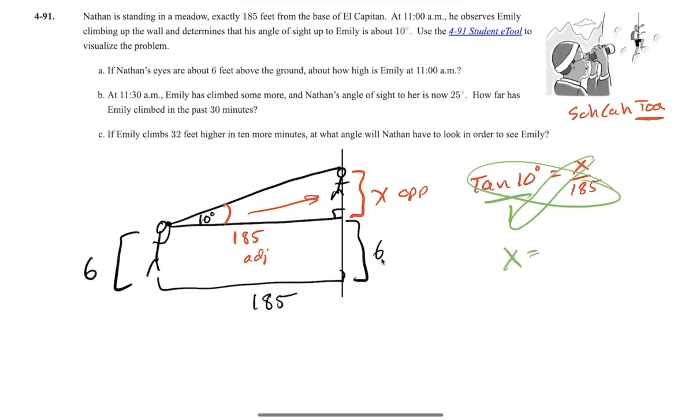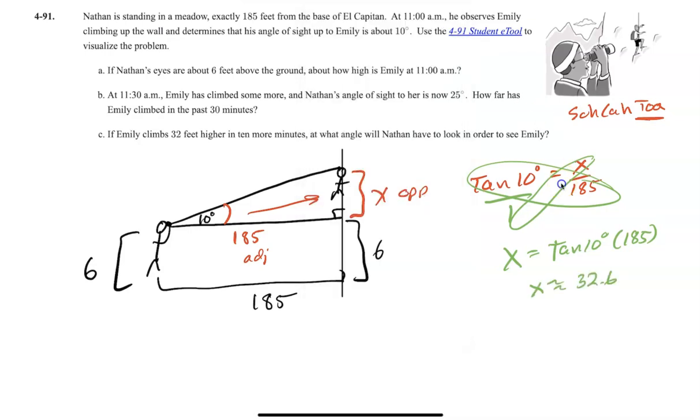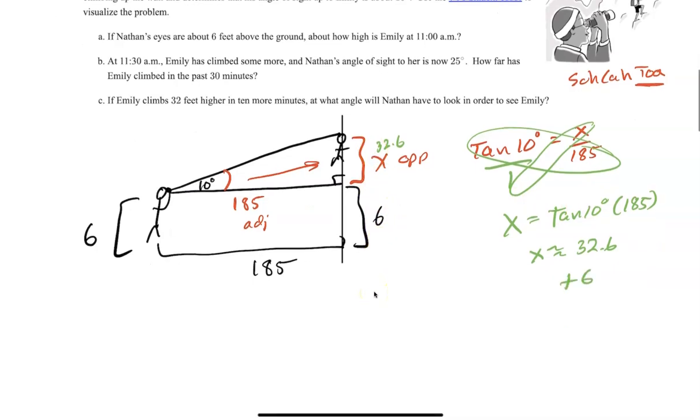I get x equals tan of 10 degrees times 185. And we're going to put that into our calculator. If we do that, we get 32.6. If I round it, 32.6. Again, that's not the final answer. That's how tall this is. This is 32.6. But we have to add the 6 feet because we're trying to figure out her height from the ground. So plus 6, and we get about 38.6 feet. So that's how tall Emily is right now.